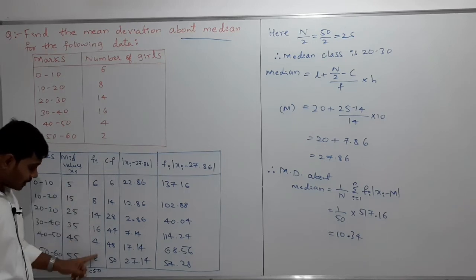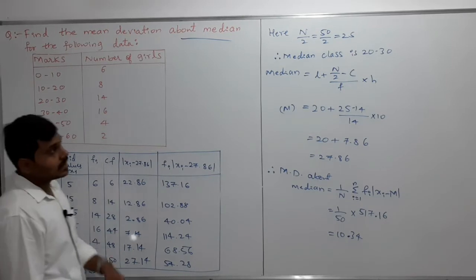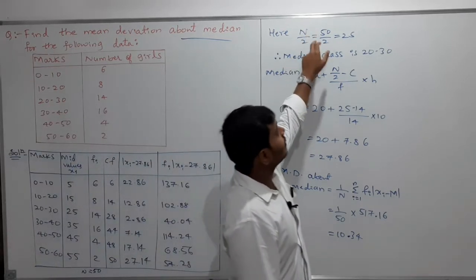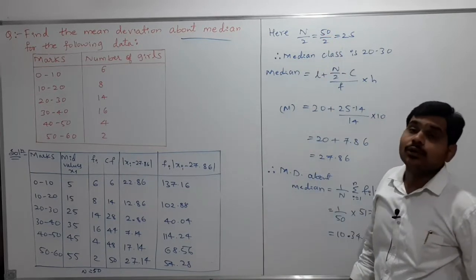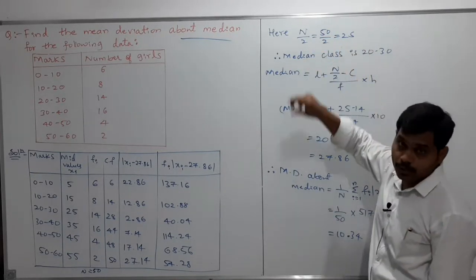If you add all these frequencies, you will get 50. That is the capital N value. And then here we should calculate n by 2. So what is n by 2? The N value is 50, and 50 by 2 is 25. So 25 is the n by 2 value.